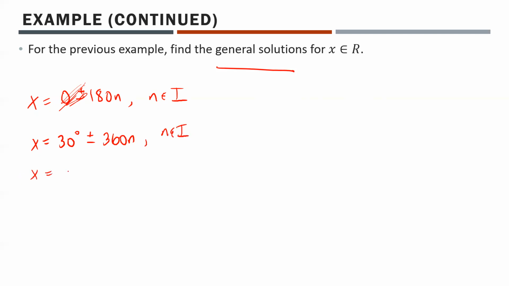And then the last one would be x equals 150 degrees plus or minus 360n, where n, once again, is an element of the integers. So all we did with that is we're just basically saying, what are all the possible different answers that we could have within a full domain? So it doesn't even matter if it's just within like one circle. We're talking all the circles. The whole x is an element of real numbers, the whole thing.